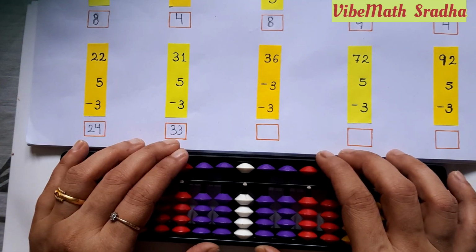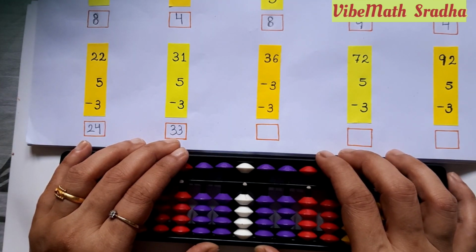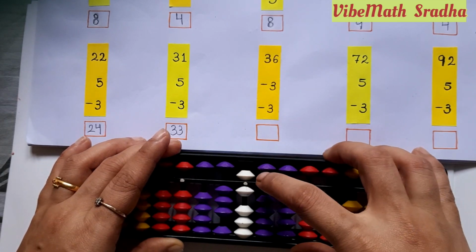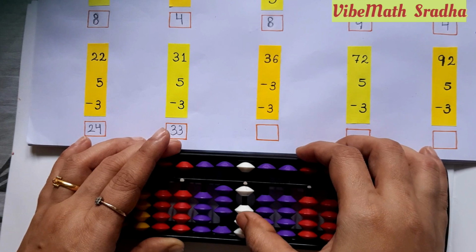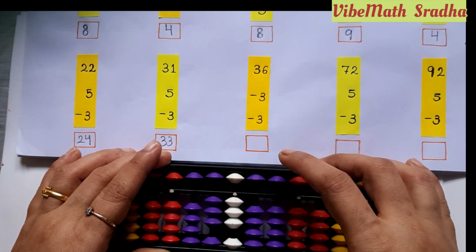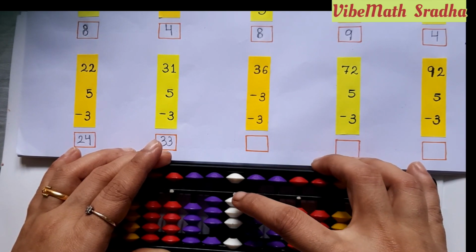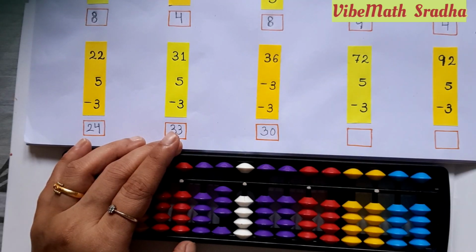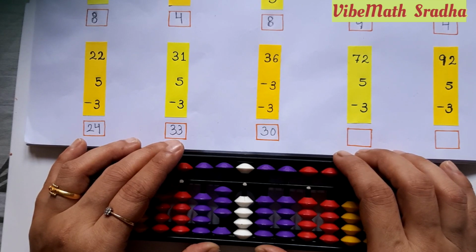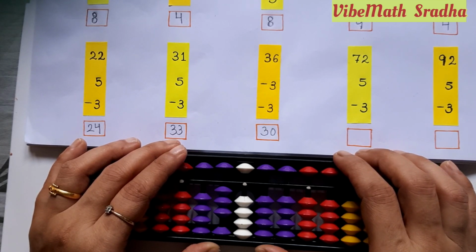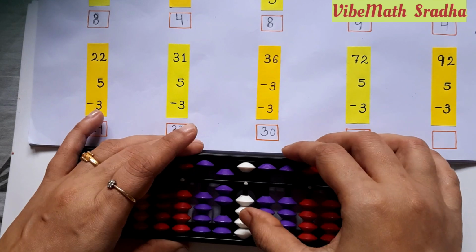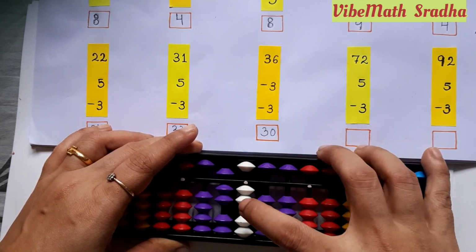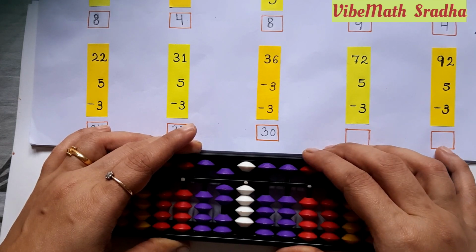Coming to the next question, that is 36 minus 3 minus 3. 36 minus 3 is minus 5 plus 2. Then minus 3, we can directly subtract 3. Our answer is 30. To the next question, that is 72 plus 5 minus 3. 72 plus 5 minus 3 is minus 5 plus 2. Answer is 74.